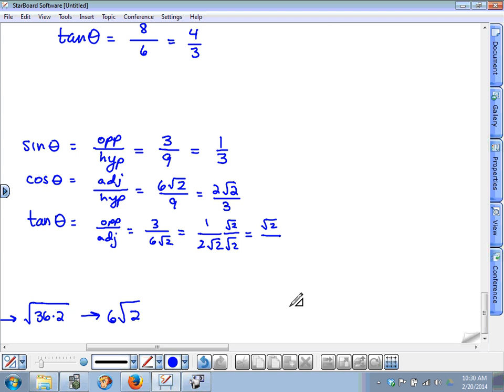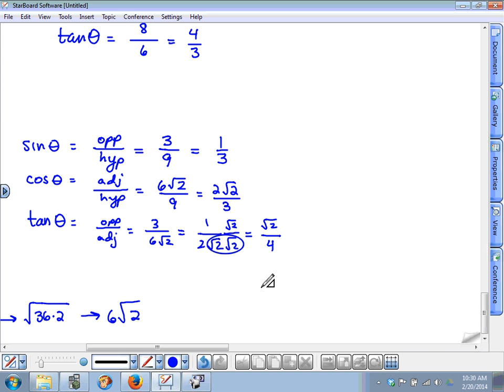Well, 1 times the square root of 2 is just square root of 2. Now be real careful here. What is this? Square root of 2 times the square root of 2? 4. And what is the square root of 4? 2, but then we have to multiply it by this 2. Oh, I can see why it doesn't work. So it's square root of 2 all over 4.